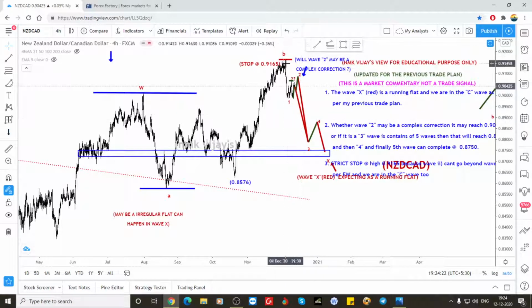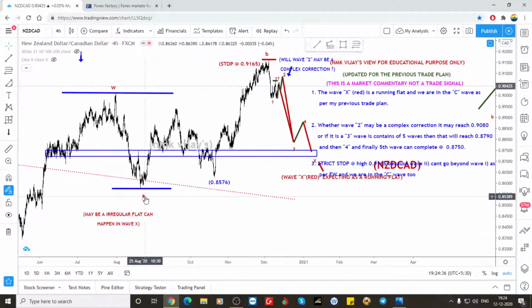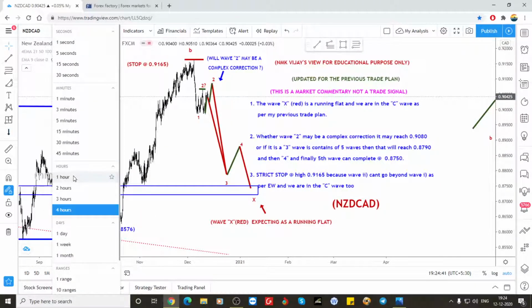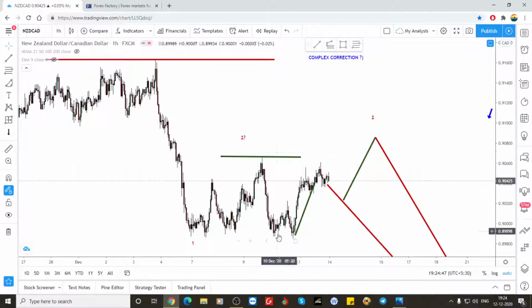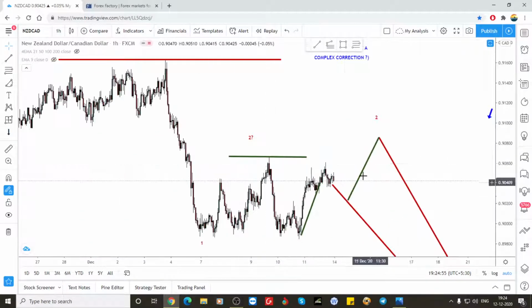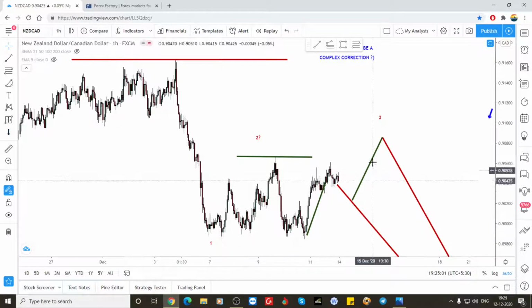So again, if it is an X, A means B is not allowed above this A, so that is the stop loss. So again B will be a more complex correction, and C can be in 5 waves. Or if this is a B, it can simply reach the 5 waves. So in that 1 hour here, it's already broken this low. So whether this could be a 1. So these are all the 2. So 3.